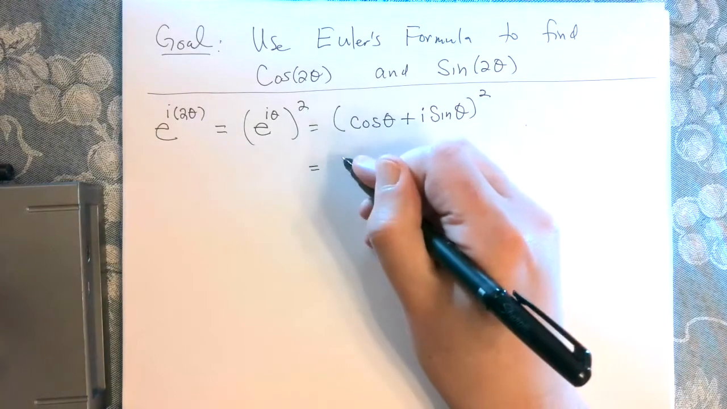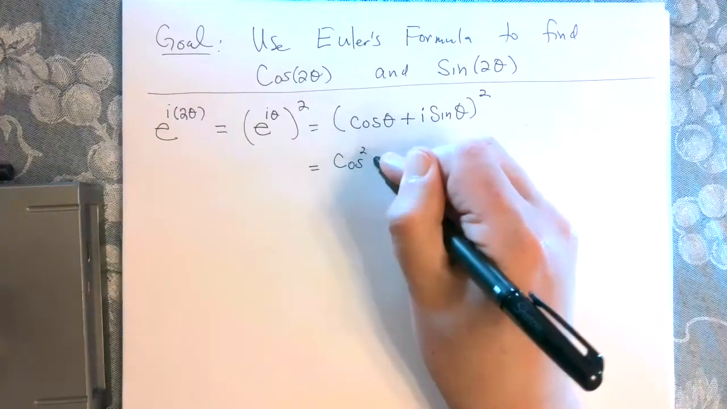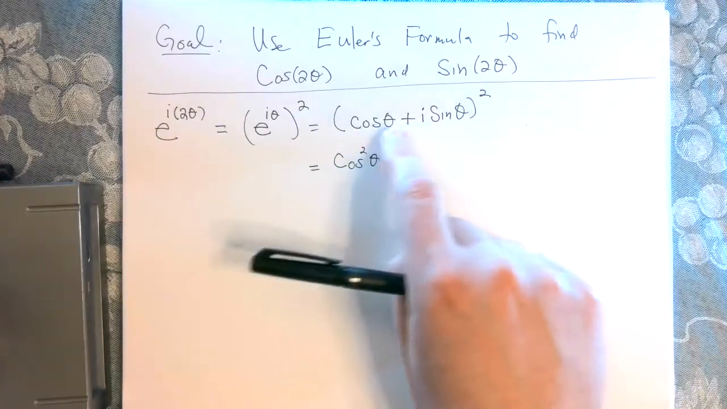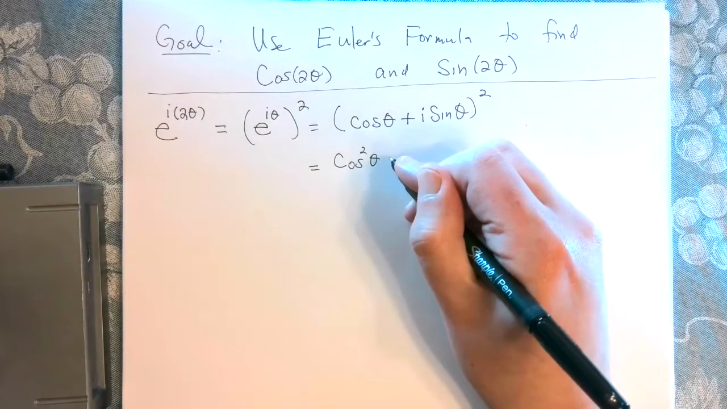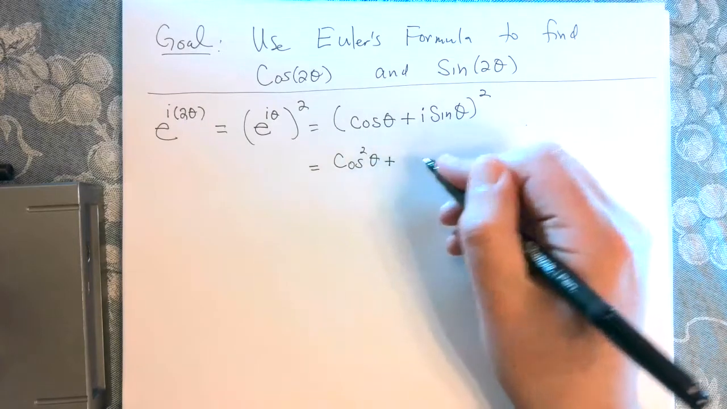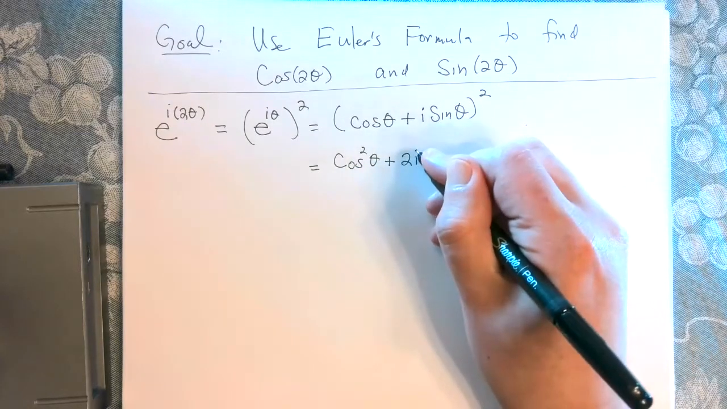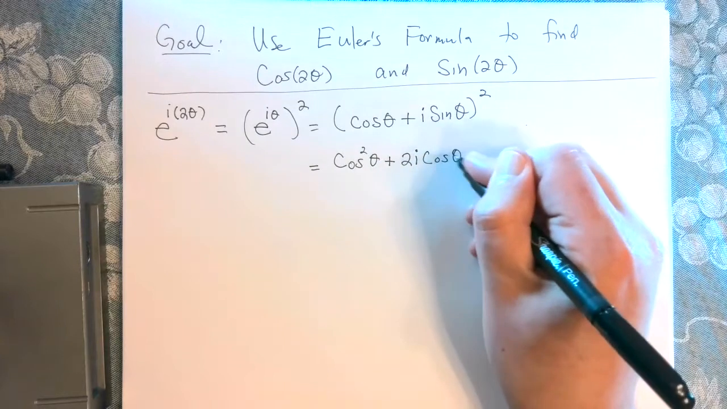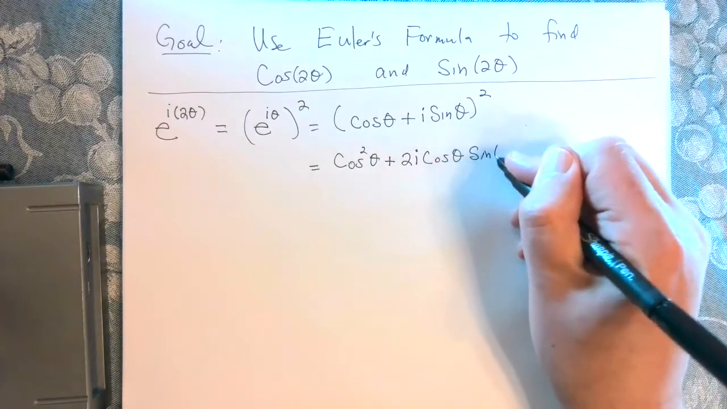So that'll be the first term squared, so that's cosine squared of theta. And then double the product of the inside. Right? So if I double the product of the inside, that's exactly 2i cosine of theta sine of theta.